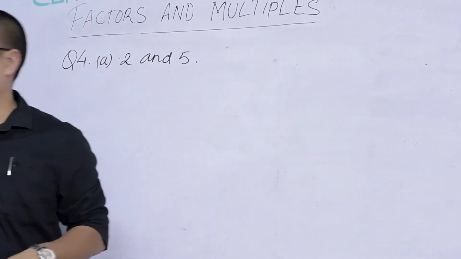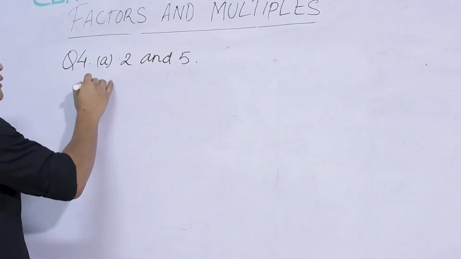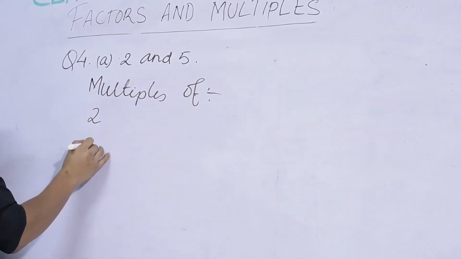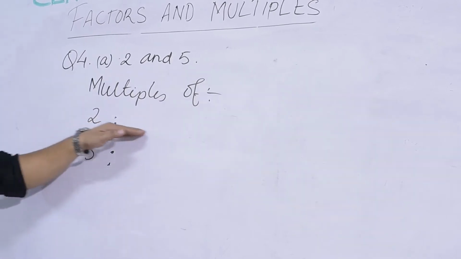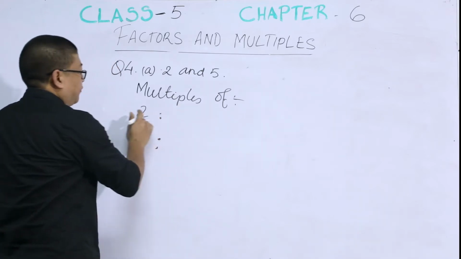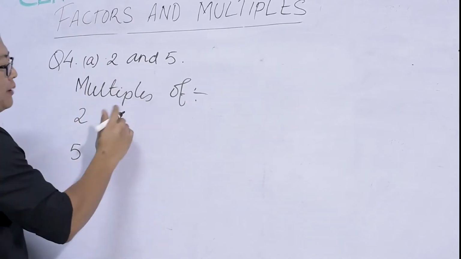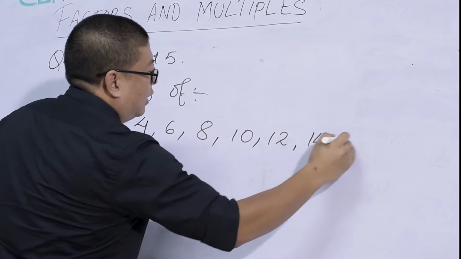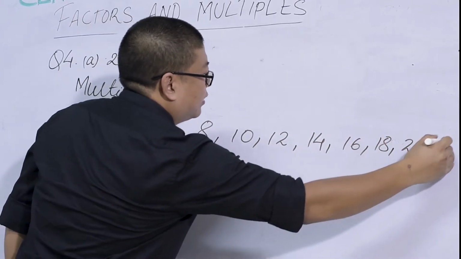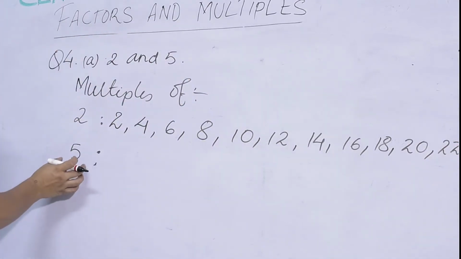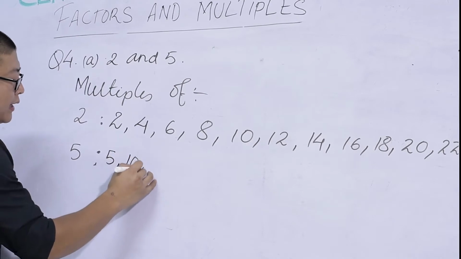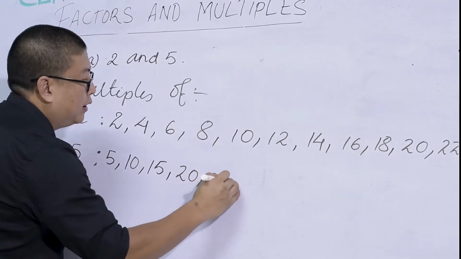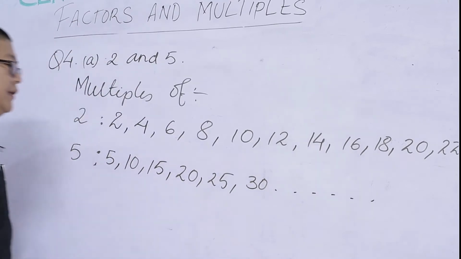Now, we have already learned about common multiples. To find common multiples, first we have to find multiples of 2 and 5. So I'm going to list the multiples of 2 first, then 5, alright? The first multiple of 2 will be 2, and then it will keep on increasing. 2, 4, 6, 8, 10, 12, 14, 16, 18, 20, 22, it goes on. The multiples of 5 will be 5, 10, that means you're going to multiply 5 into 1, 5 into 2, 5 into 3, okay? 15, 20, 25, 30, let's stop here.